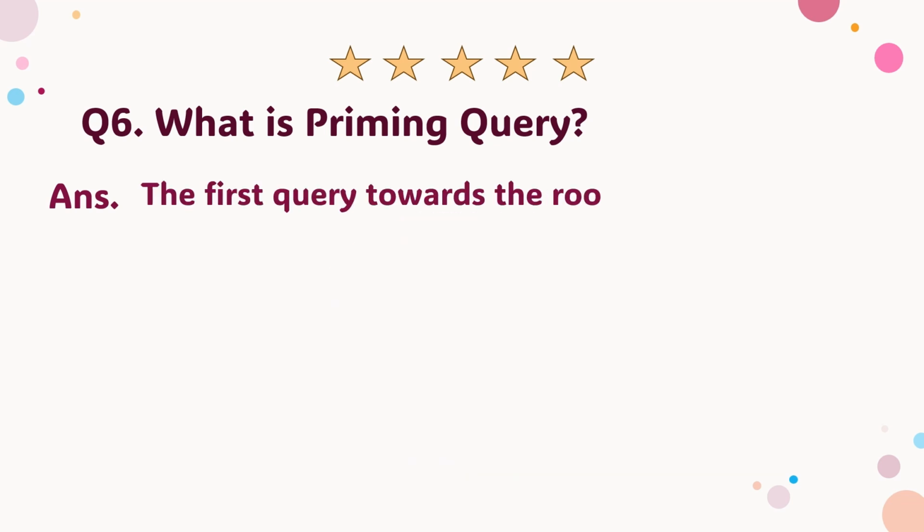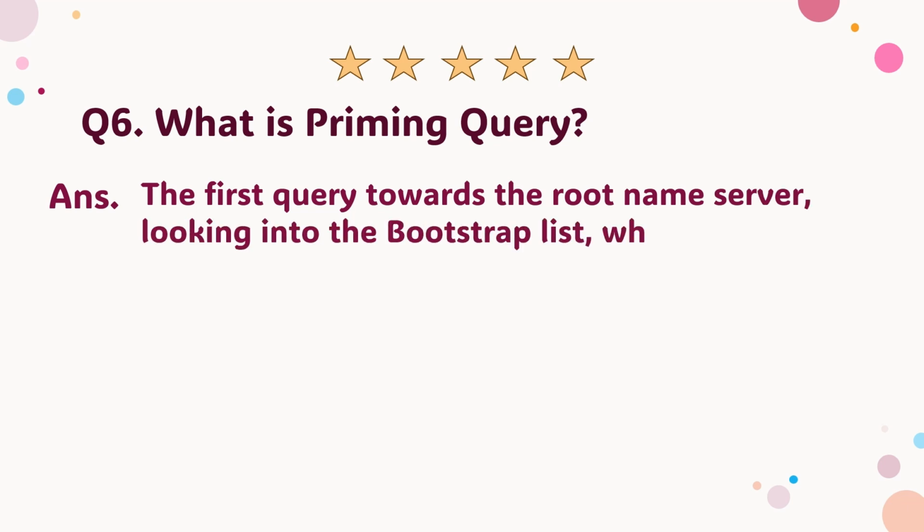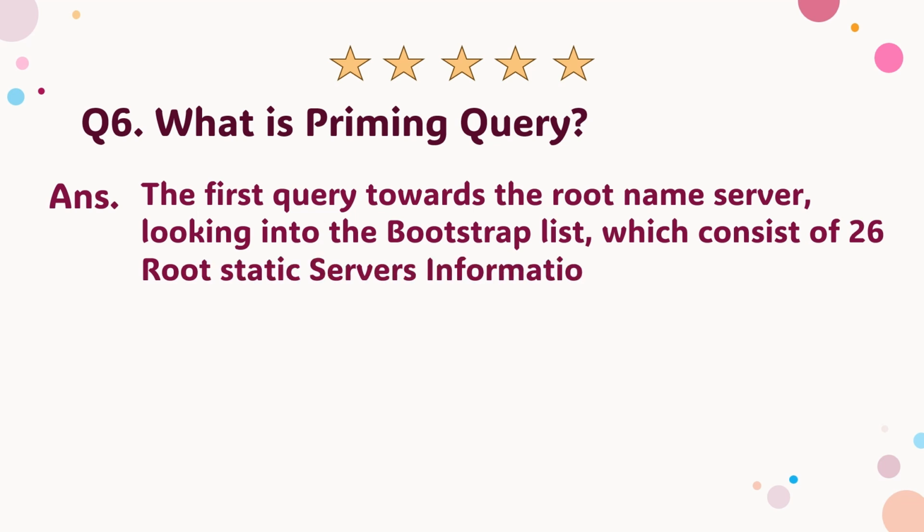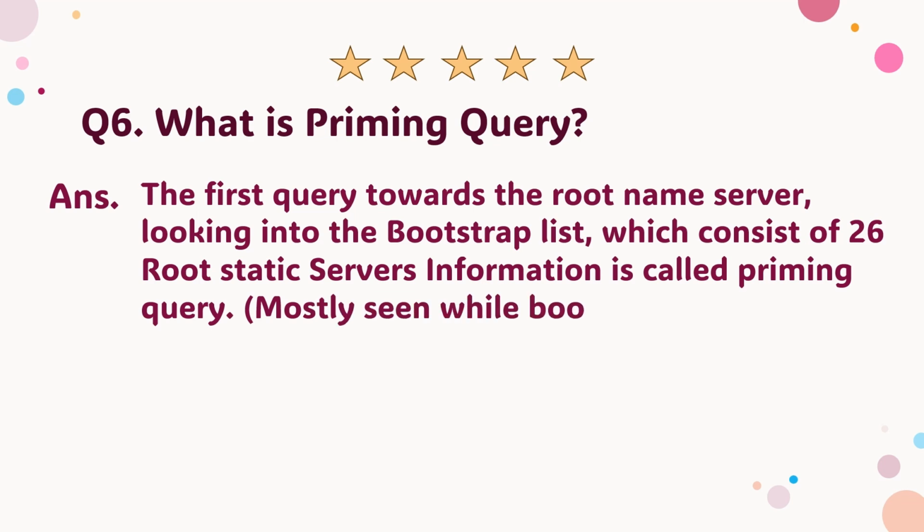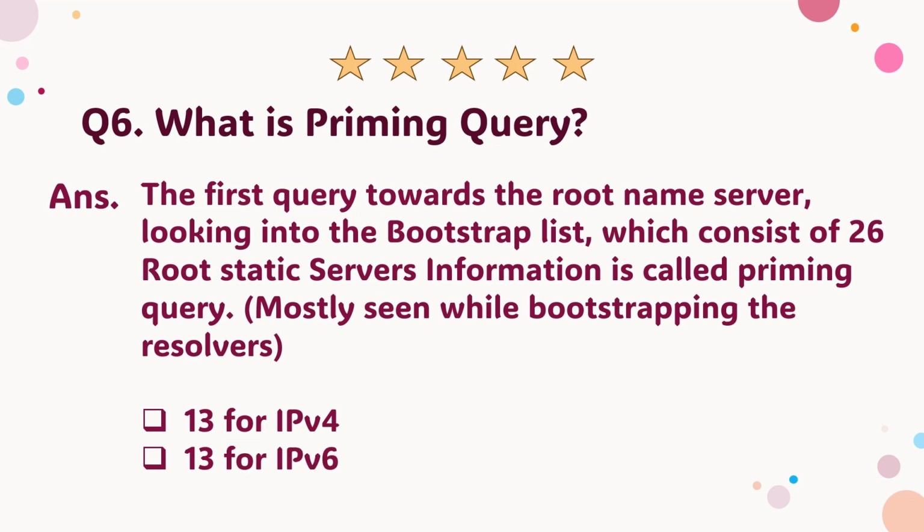So the first query which the resolver makes goes to the bootstrap list, which is the root name servers basically. There are 26 root static servers available, 13 for IPv4 and 13 for IPv6. Now, how does the resolver know which root name server it needs to reach out to, out of these 13 for IPv4 or 13 for IPv6?